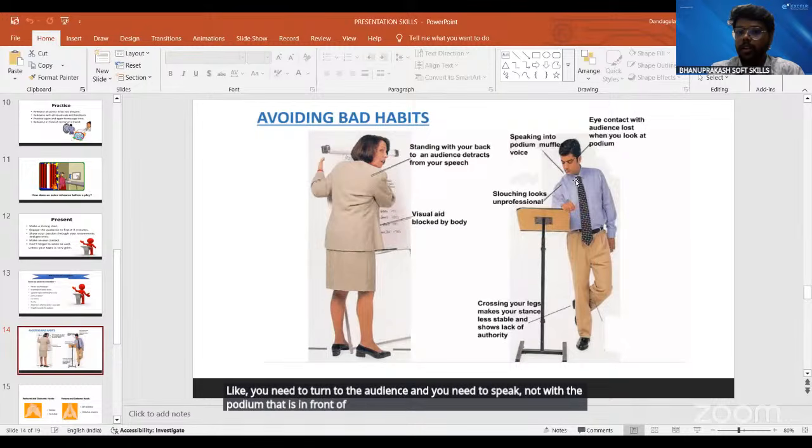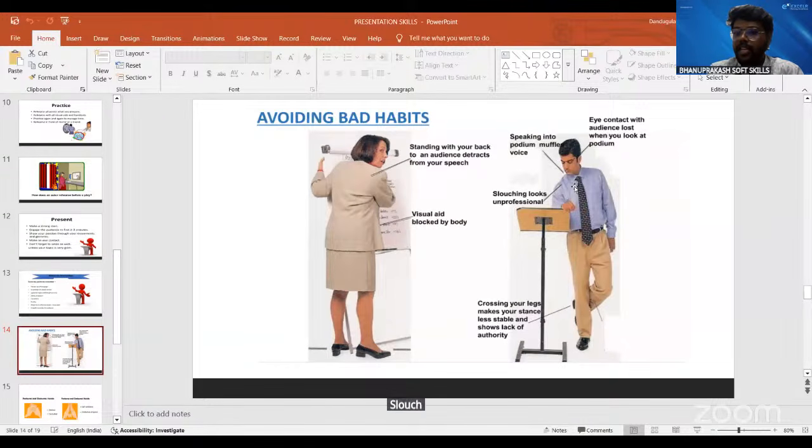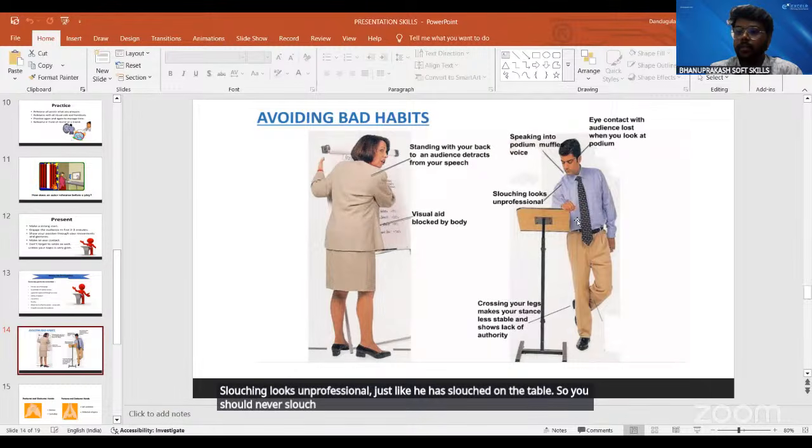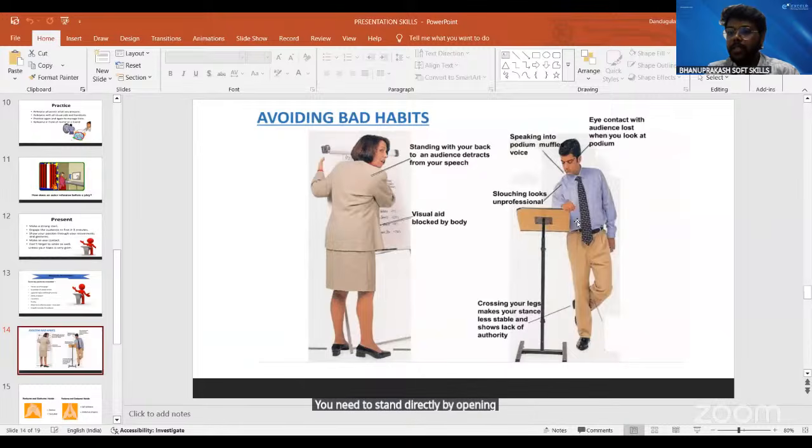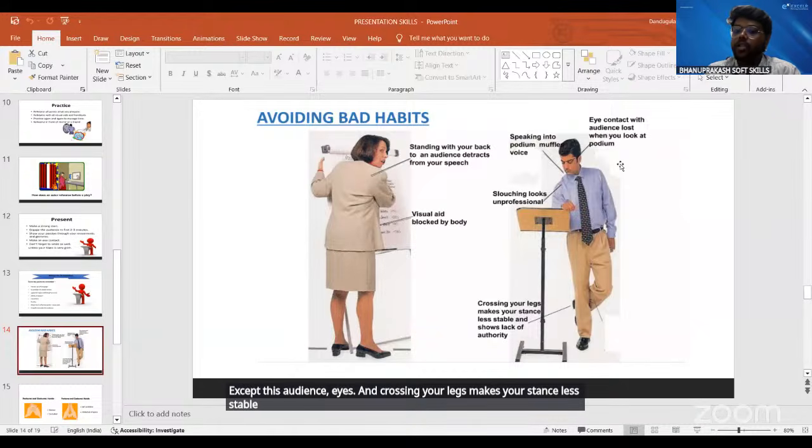Slouching looks unprofessional, just like he has slouched on the table. So you should never slouch or take any support. You need to stand erect, opening up your arms, opening up your legs, as that shows your openness too. And eye contact with the audience is lost when you look at the podium. So you should not look anywhere except the audience's eyes. And crossing your legs makes your stance less stable and shows lack of authority even, so you should never make this kind of mistake.